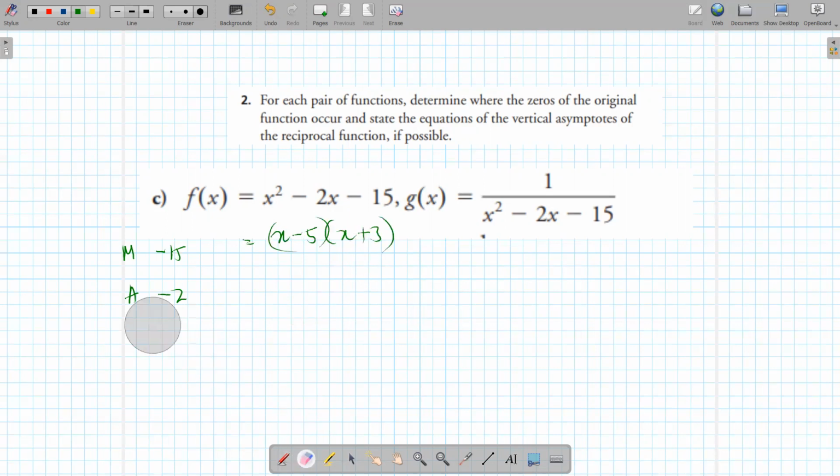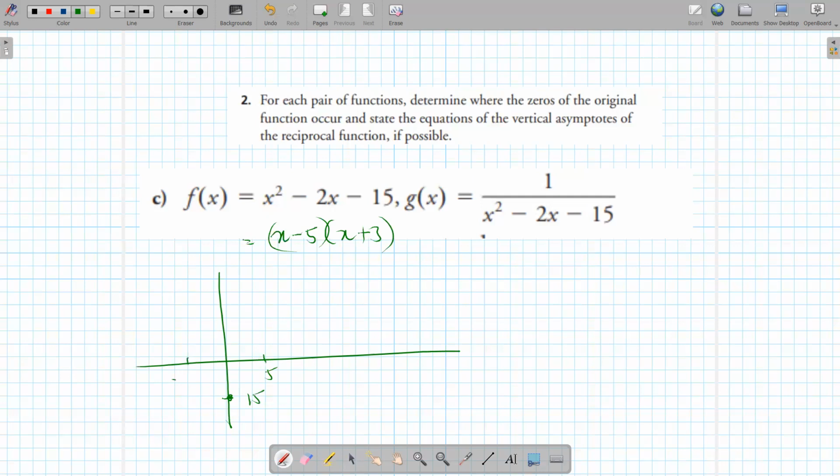So where are the x-intercepts? 5 and -3? Exactly. So the graph of this, again, we don't know where the vertex is. We don't really care. But we do know there's an x-intercept at 5 and one at -3. So the graph of this will look like this, right? This is our quadratic, correct? Now look at this.